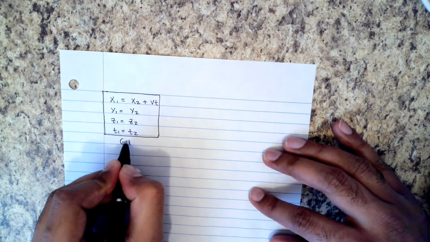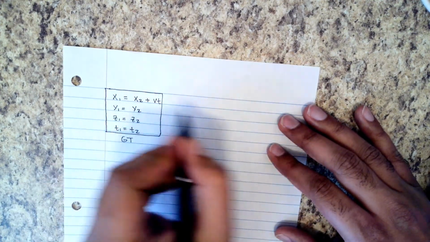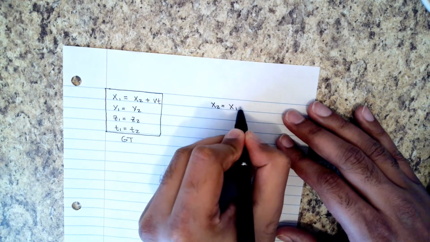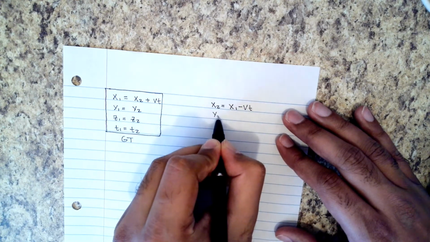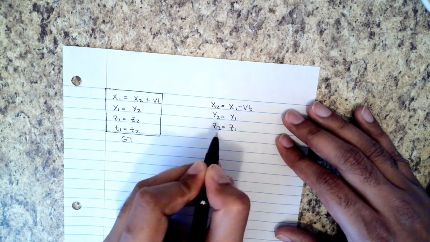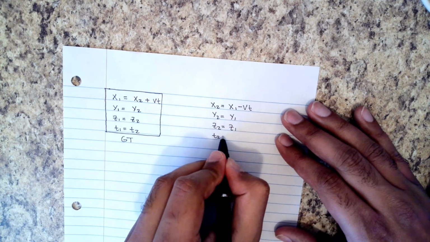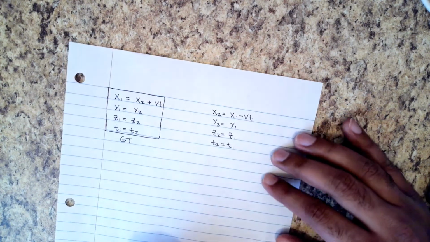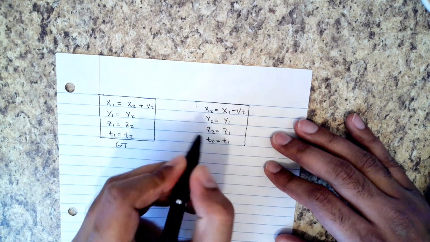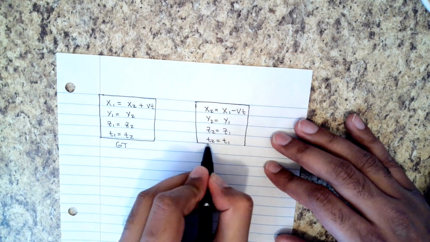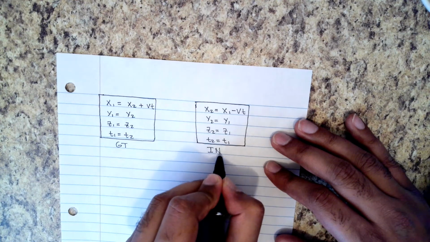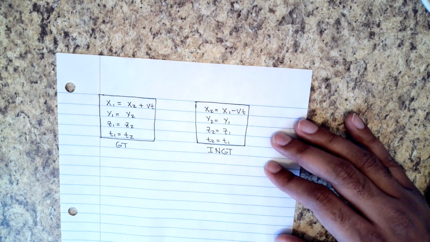Call that GT. Similarly, if we solve for x2 here, x2 is equal to x1 minus vt, y2 is equal to y1, z2 is equal to z1, and t2 is equal to t1. These are the inverse Galilean transformations.